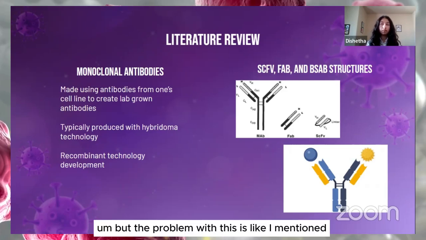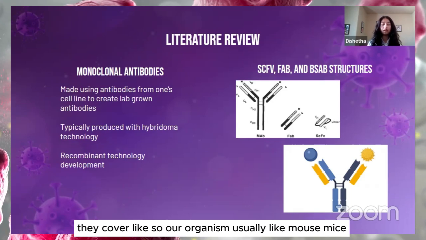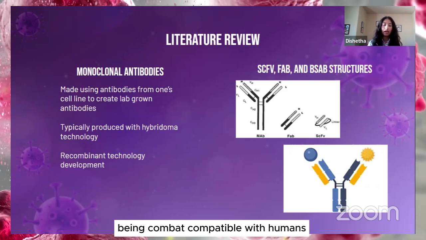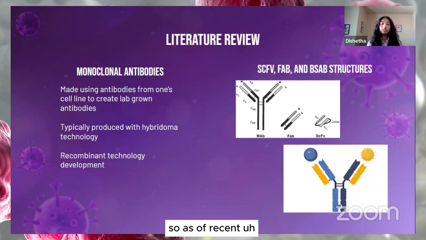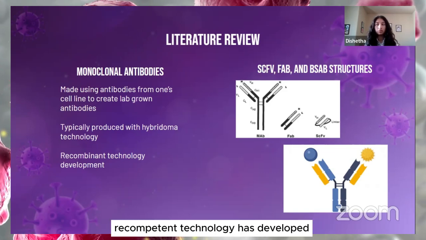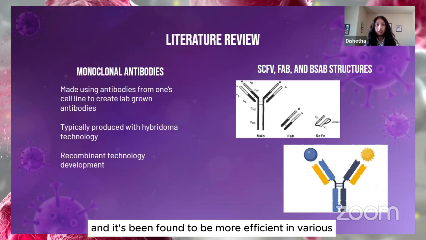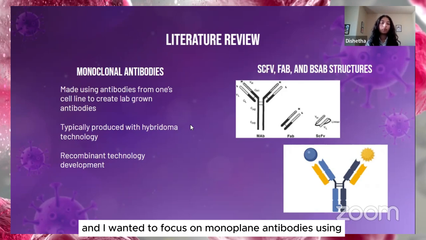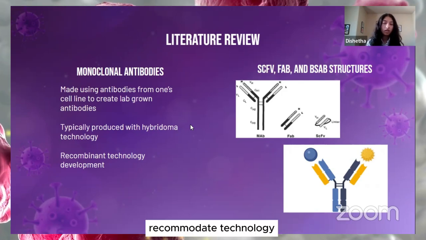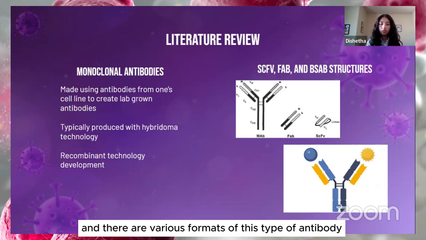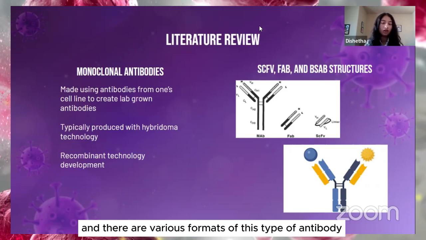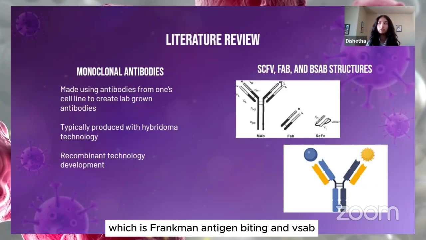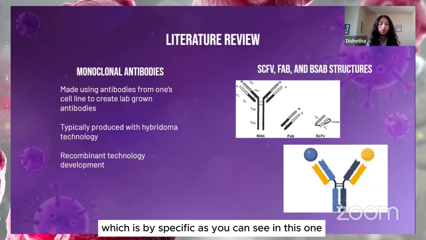But the problem with this is, like I mentioned, they come from an organism, usually mice, which creates some problems in being compatible with humans. So as of recent, recombinant technology has developed, and it's been found to be more efficient in various ways. I wanted to focus on monoclonal antibodies using recombinant technology. And there are various formats of this type of antibody: scFv, which is single chain variable fragment, Fab, which is fragment antigen binding, and BsAb, which is bispecific.